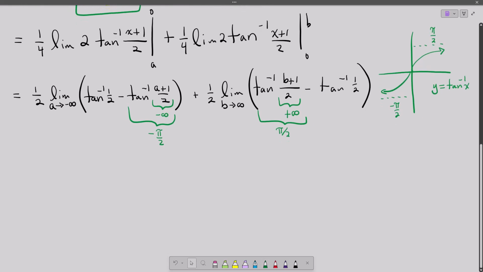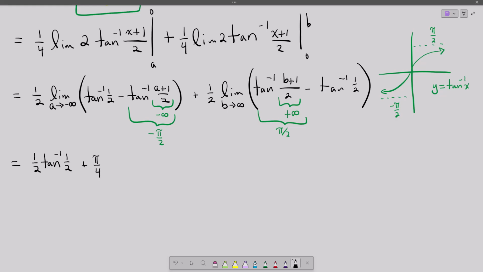So our answer then, we get 1/2, and then, well, we can distribute this 1/2. So 1/2 arctangent of 1/2 minus, okay, this is going to negative pi over 2, so it's minus a minus, so that's plus pi over 2. So that's going to be plus pi divided by 4.